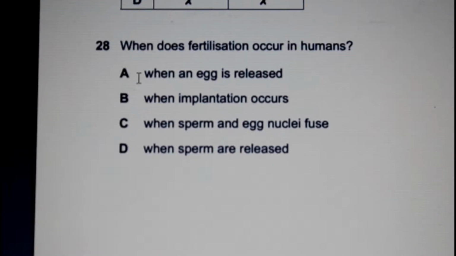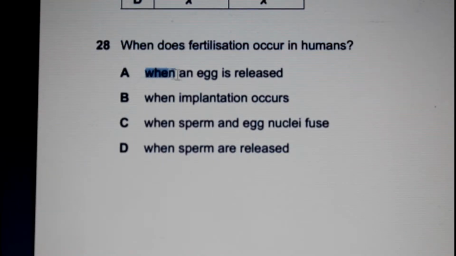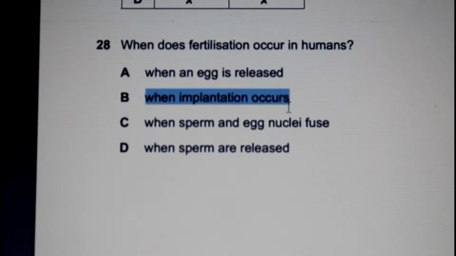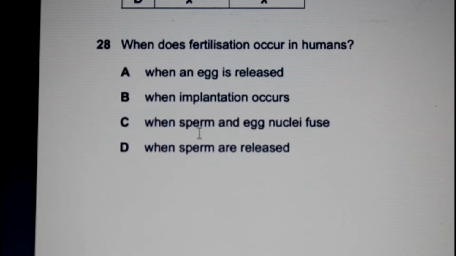So question 8 asks, when does fertilization in humans occur? Well, it's definitely not when the egg is released, that's ovulation. When implantation occurs? Nope. When sperm and egg nuclei fuse? Yes, that is when fertilization occurs. It's when the two gametes, the gamete from the father and the gamete from the mother, meet and produce a new cell called the zygote.